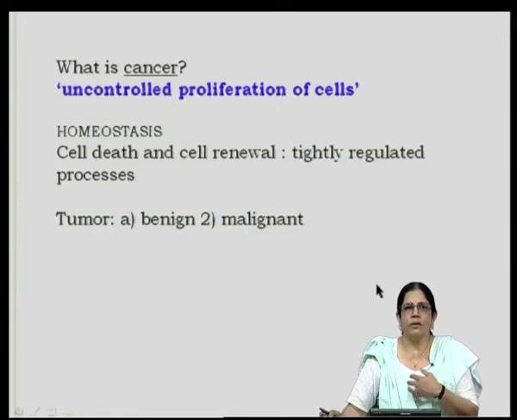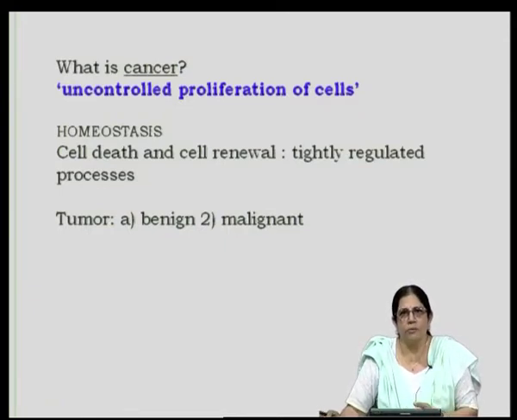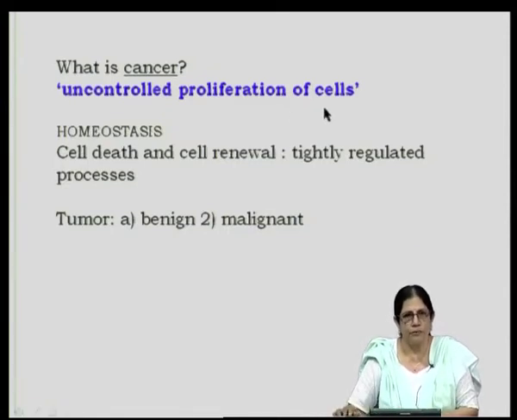Let us go to the ultimate, to be able to understand the immune system with regard to cancer, and the immune system. So, first we need to understand what is cancer and how does it develop. So, what is cancer? The definition is very simple. It is uncontrolled proliferation of cells.